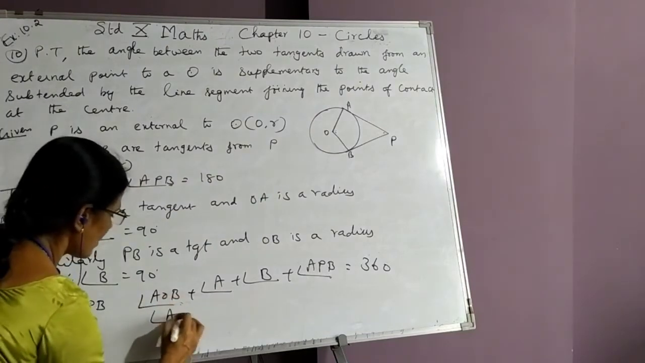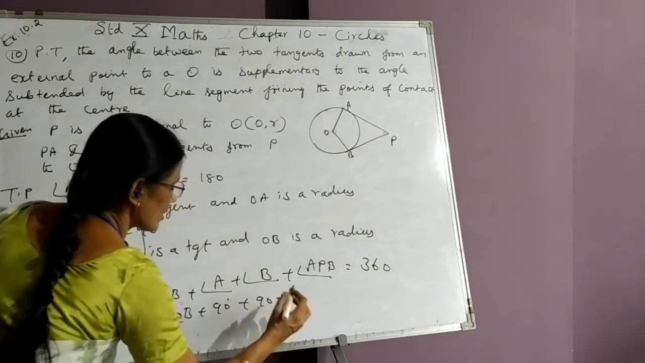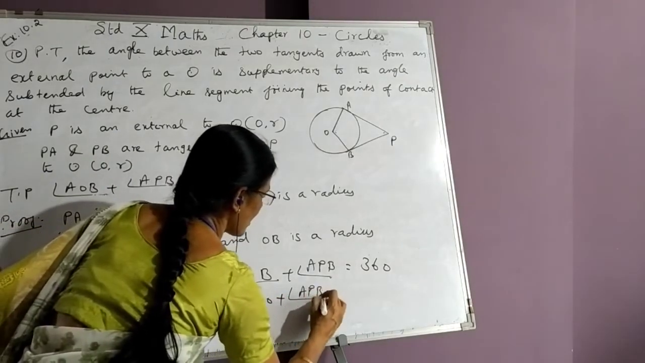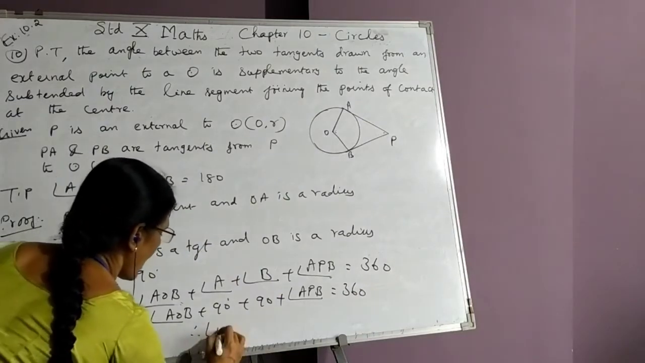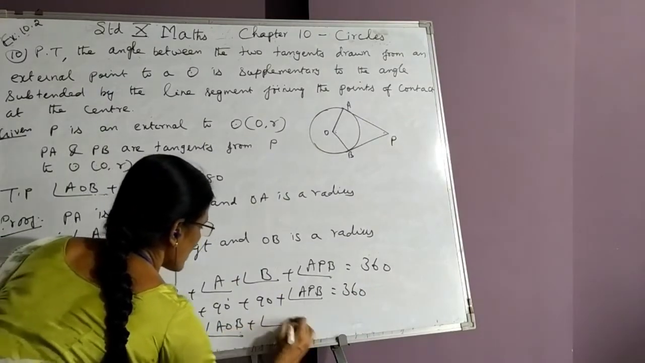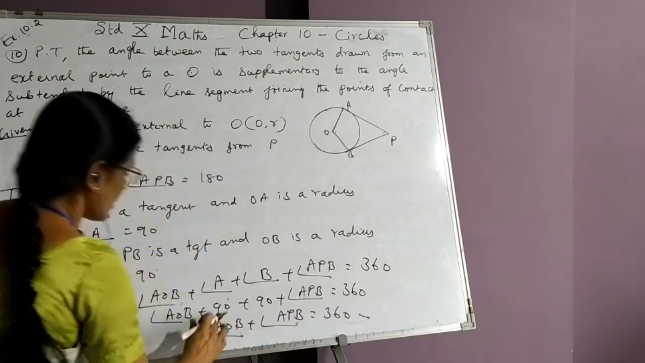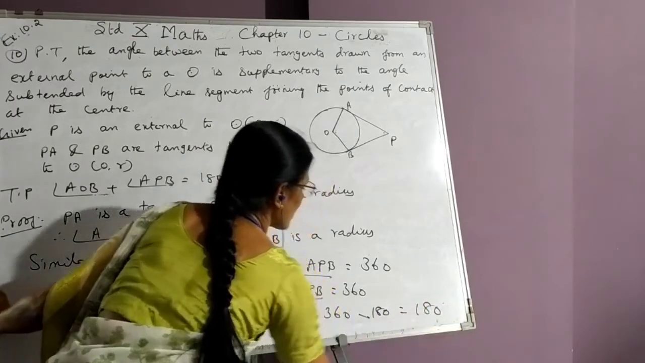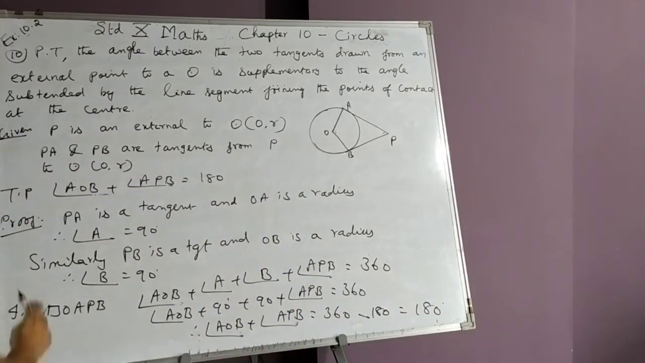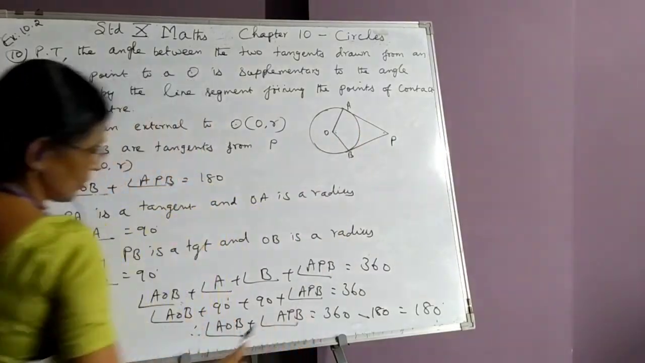So it is angle AOB, A is 90, B is also 90, plus angle APB is equal to 360. Therefore, angle AOB plus angle APB is equal to 360 minus (90 plus 90), which is 180. Therefore, the angles AOB and APB are supplementary.